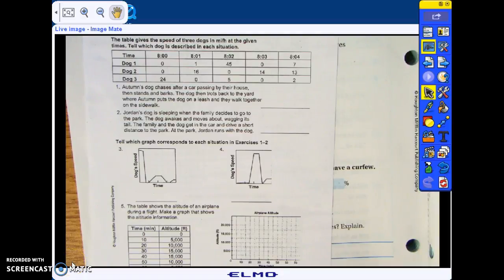Last night. We're on lesson 10-1, equations, tables, and graphs. Practice A. The table gives the speed of 3 dogs in miles per hour at the given times. Tell which dog is described in each situation.